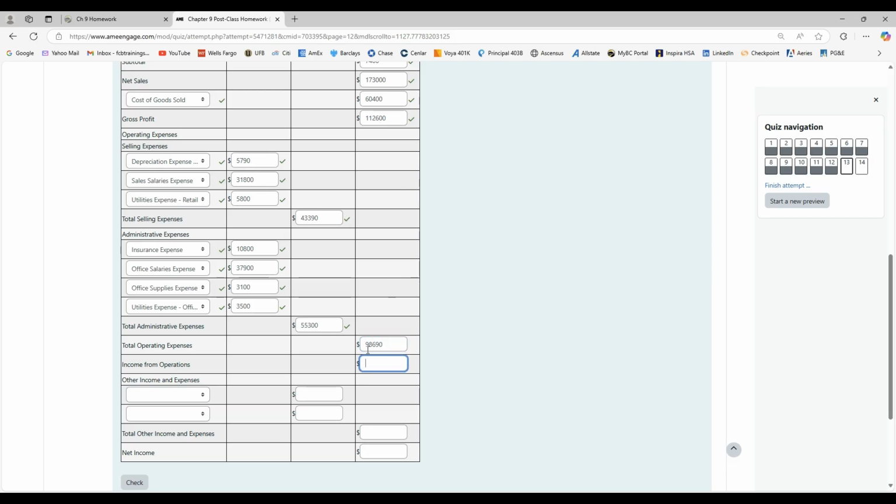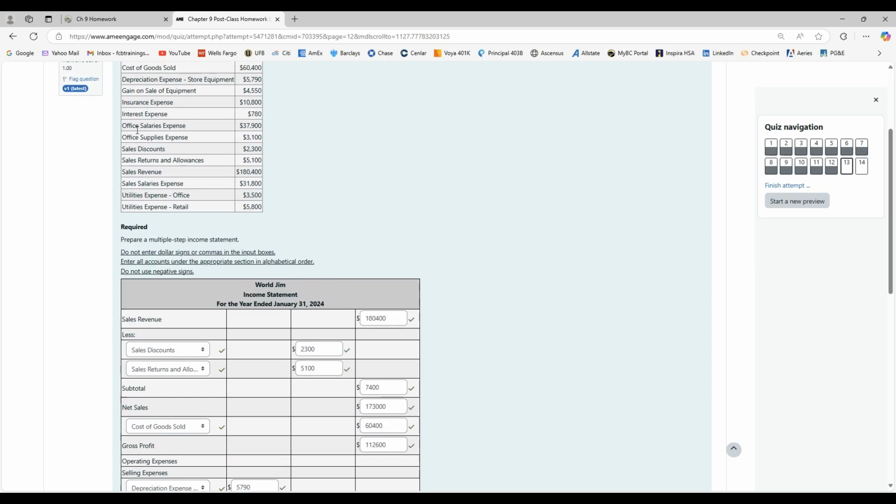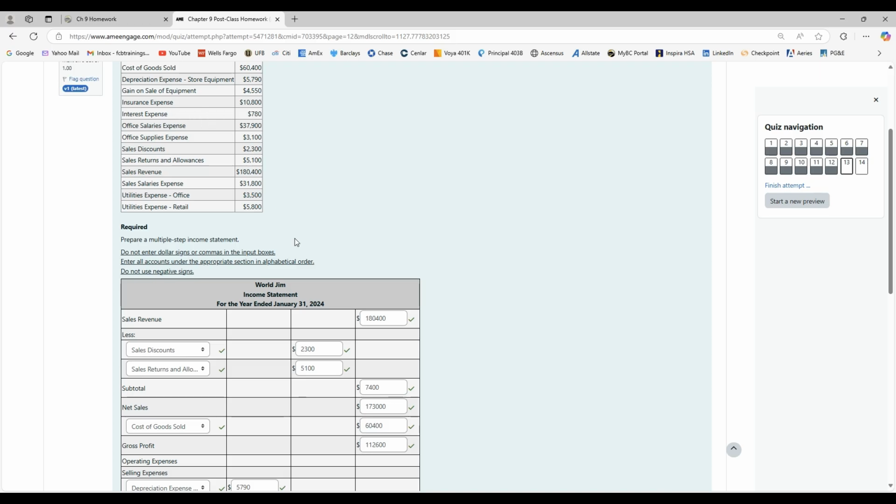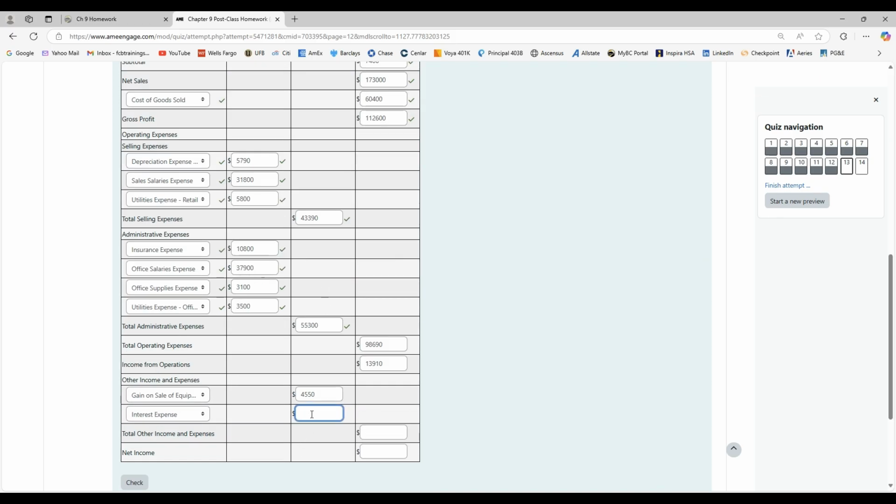And then we just take our gross profit minus those operating expenses. So I get $13,910. And like we said, let's factor in, we have gain on the sale of equipment and we have some interest expense. So our gain on selling some of our equipment was $4,550, and our interest expense was $780. So $5,330.